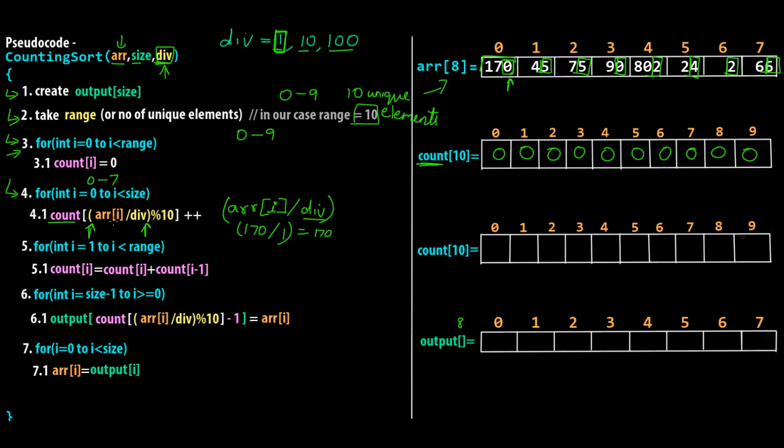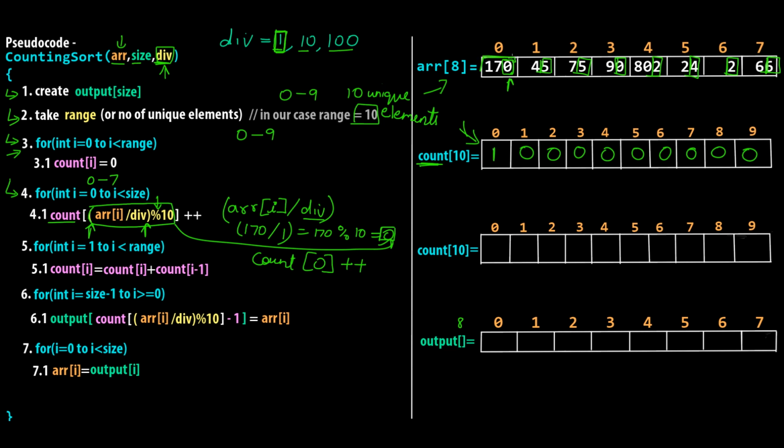Now the next part of this expression is the modulo operator. So we are saying 170 mod 10. When you do a modulo operation, we will always get the remainder. The remainder in this case is going to be 0 because 170 is completely divisible by 10. So this entire expression is giving us 0. So ultimately we are saying count of 0 plus plus. So this value in this count array will become 1.